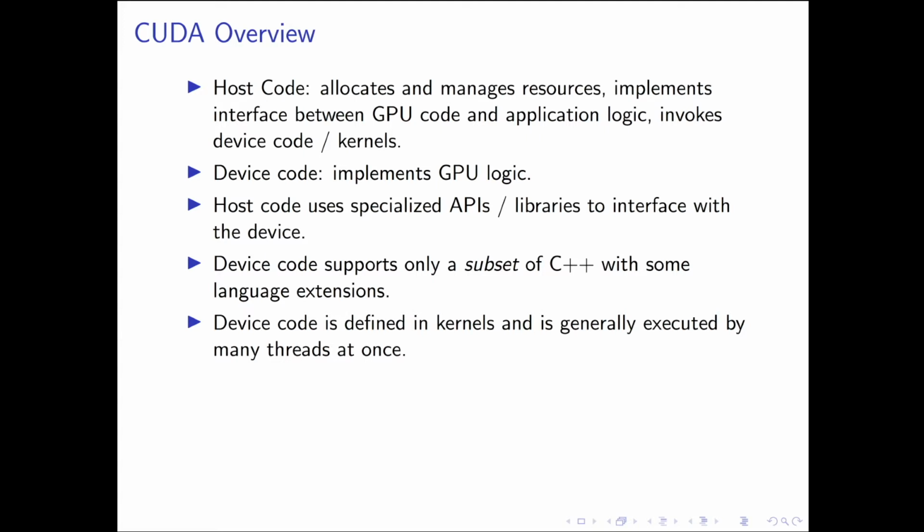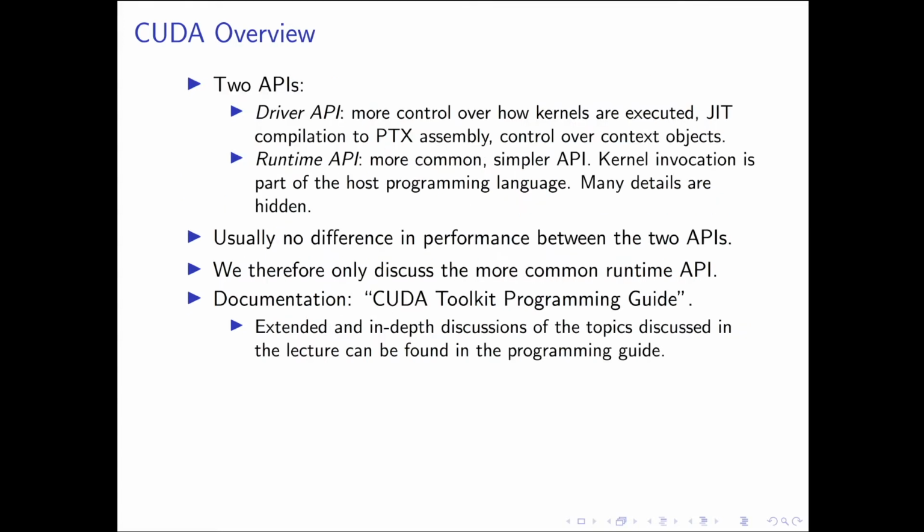And in general, on the host, we have a program that is run with the same execution mode that a CPU program is run in. However many threads we allocate on the host is how many threads we also later have in our program. And the device code in general is defined in a way where a kernel is executed by many threads at once.